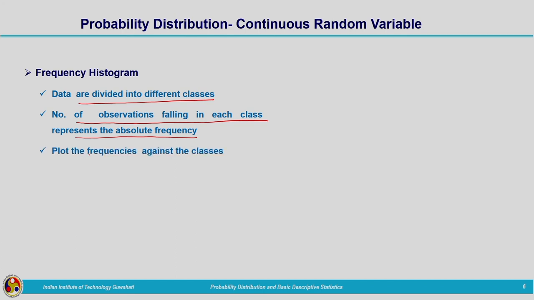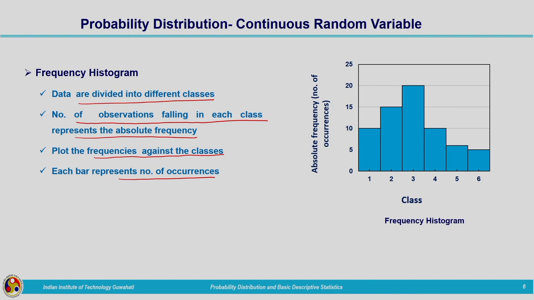After that, we plot the frequencies against the classes. Each bar represents the number of occurrences. That can be explained with the help of the frequency histogram. We divide the data into different classes, and the number of occurrences is calculated, represented by the absolute frequency. The absolute frequency versus the classes is plotted, which provides us the frequency histogram.